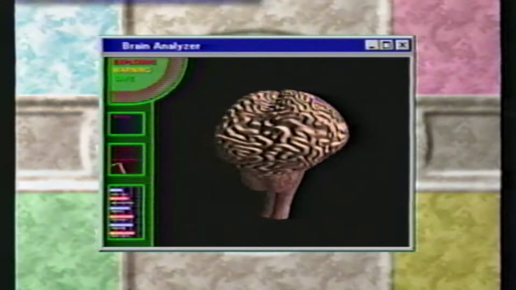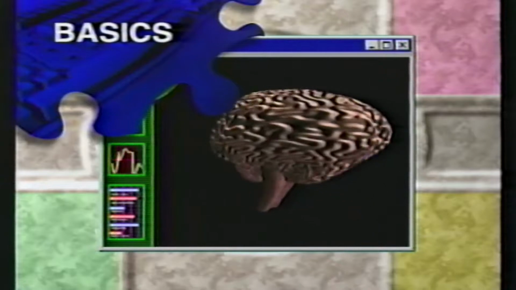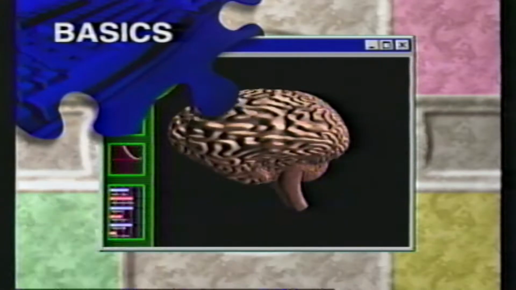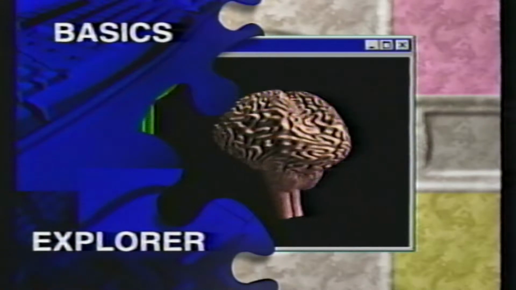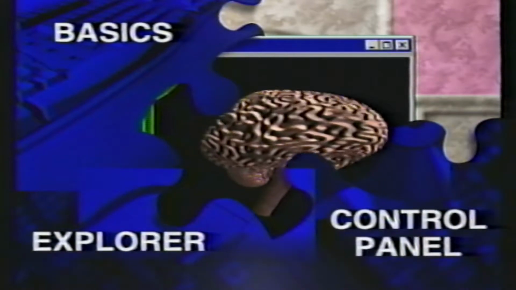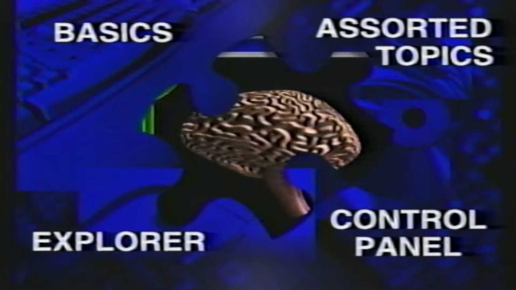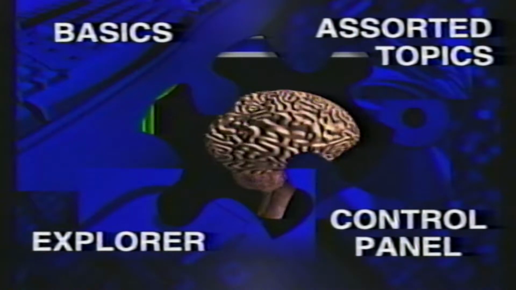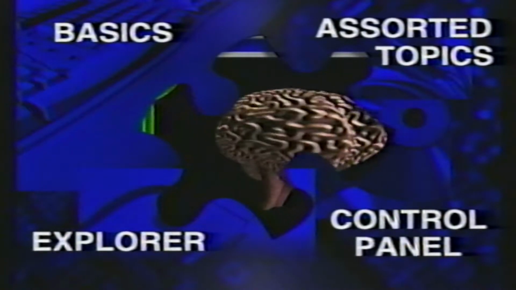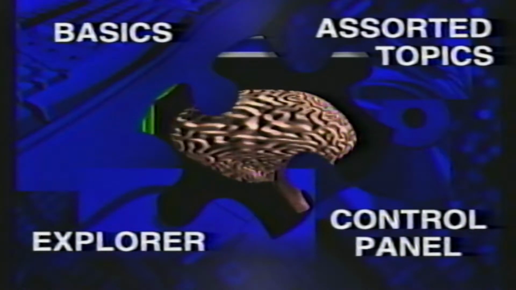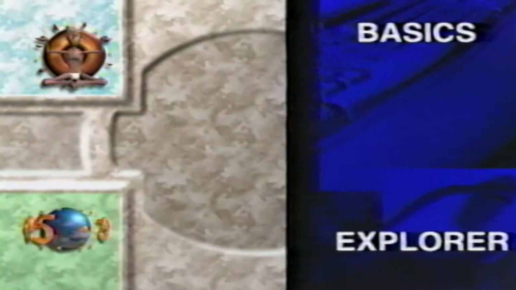After the basics, all those terms you heard before will make sense. Then we'll introduce you to the Explorer. That's where all your files are kept. From there, we'll show you the control panel. Next, we'll jump into a pool of assorted topics, such as printing, using DOS, keyboard shortcuts, and the clipboard. And finally, we'll discuss the help features of Windows 95.